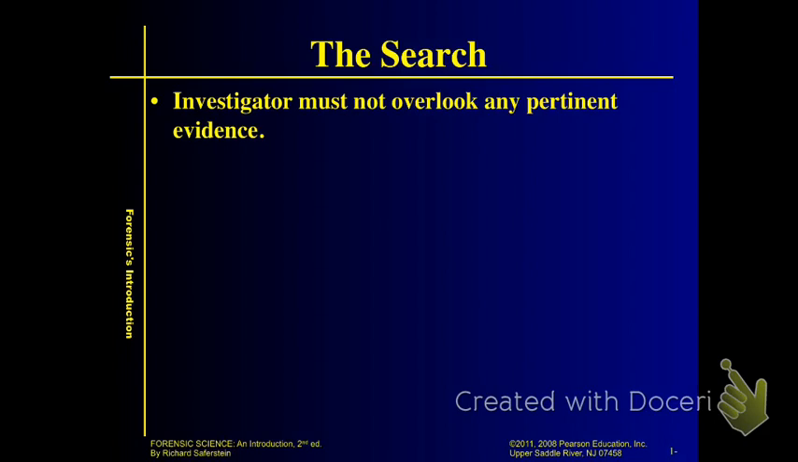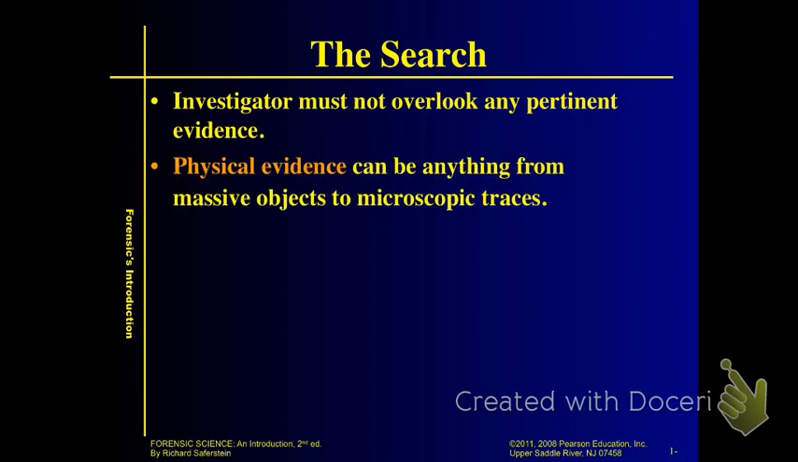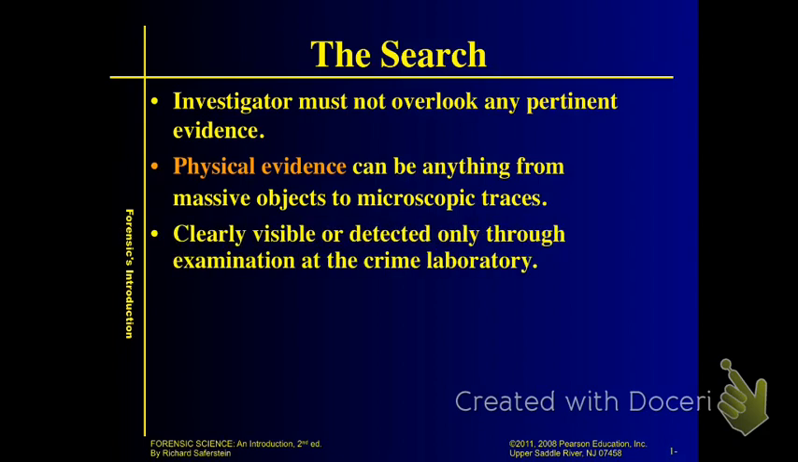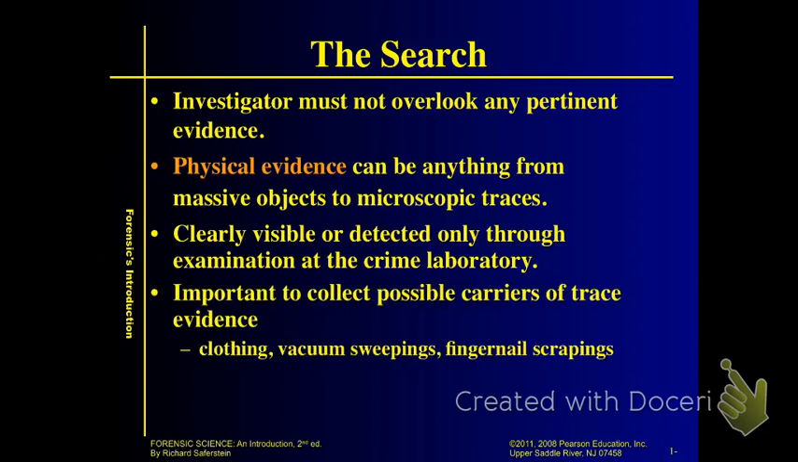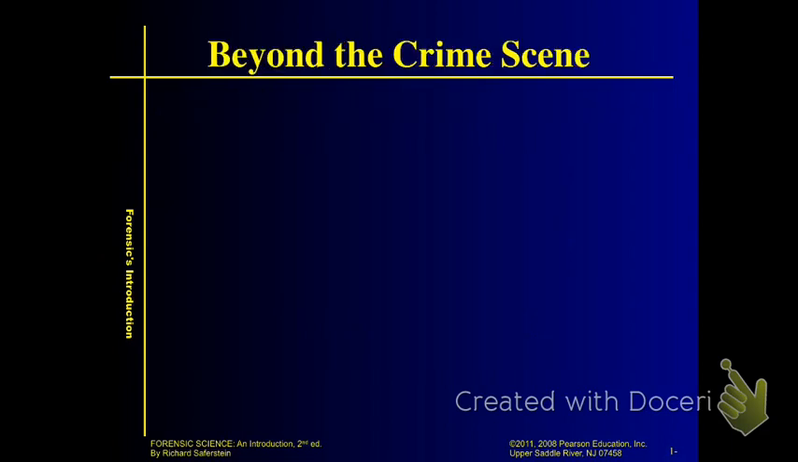Obviously, the investigator can't overlook any type of evidence. Physical evidence can be a huge object that is difficult to transport back from the crime scene, down to the most microscopic of evidence that can also be difficult to transport. Evidence can be clearly visible, or it can be detected through examination of things collected at the crime lab. It's important to collect possible carriers of what we call trace evidence, really small pieces of evidence that might go undetected. Clothing, vacuum sweepings, and fingernail scrapings can all hold trace evidence.